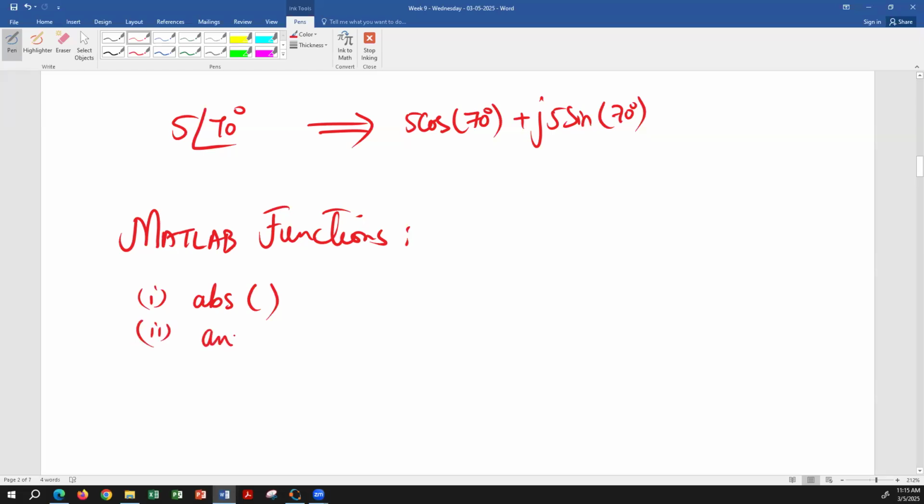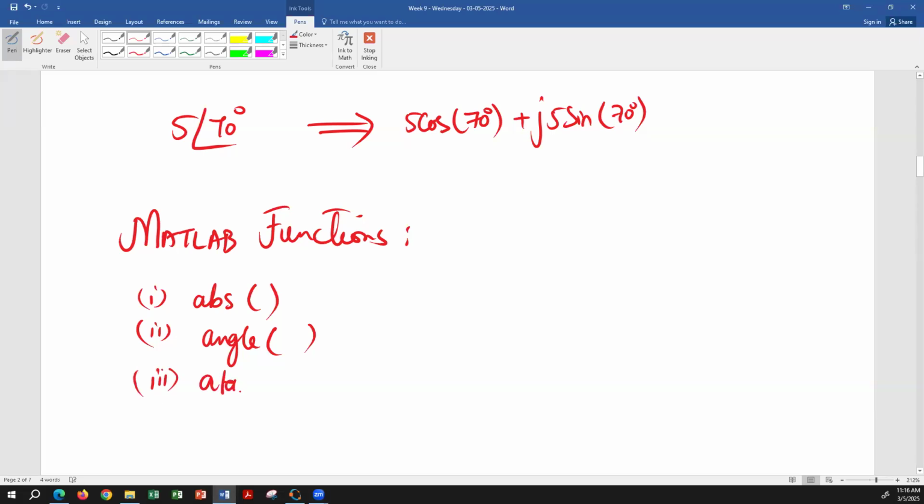Angle function, which calculates the angle of a complex number. If it is given in rectangular form, then you can calculate using angle. So it takes care of that first, second, third, fourth quadrant. You don't have to add or subtract 180 or positive 180. Angle is going to take care of that. It's going to give you the angle corresponding to the number that you are entering, which is written in the rectangular form. In MATLAB, you cannot write a number in polar form. You have to have the number in the rectangular form.